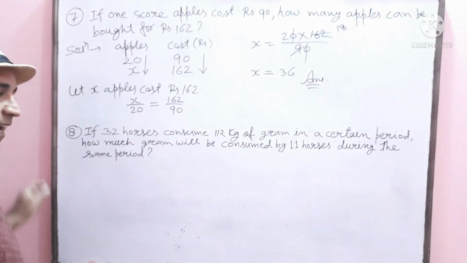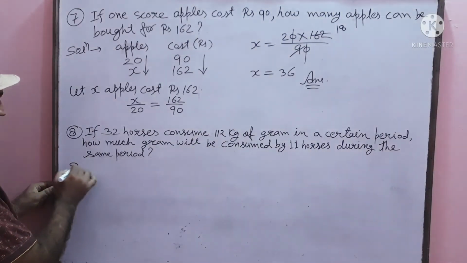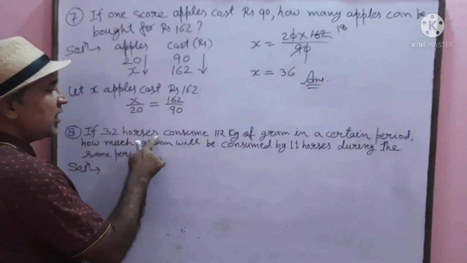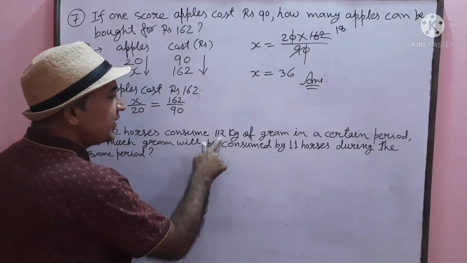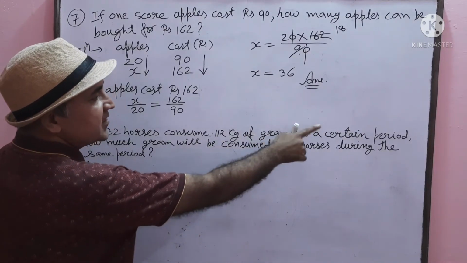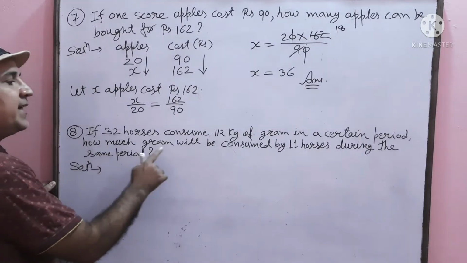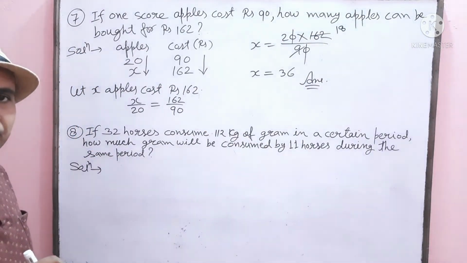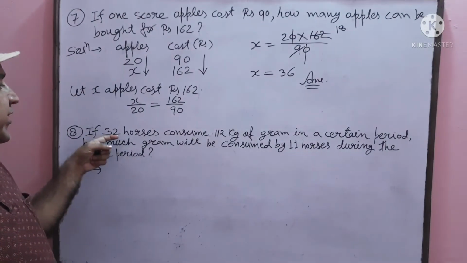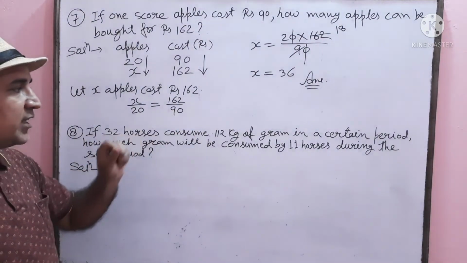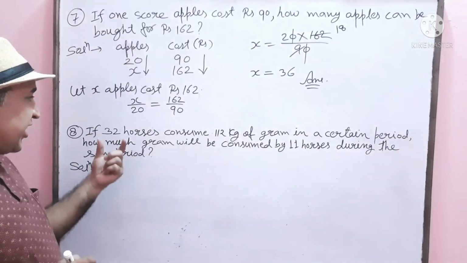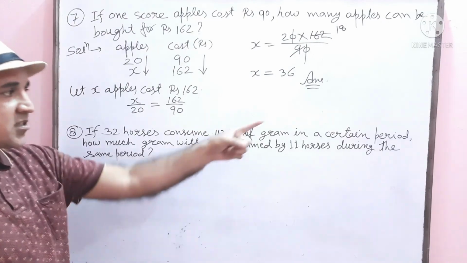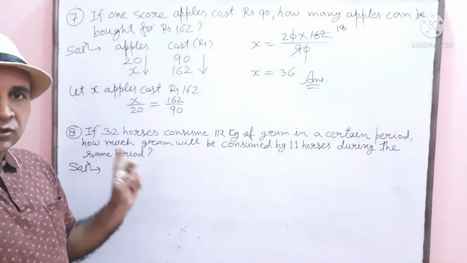Okay. Now see the last question of the day. The last question is question number 8 today. If 32 horses consume 112 kg of gram in a certain period, how much gram will be consumed by 11 horses during the same period? Children, if 32 horses are consuming 112 kg of gram, definitely only 11 horses will consume less gram because the timing is same. Are you watching?